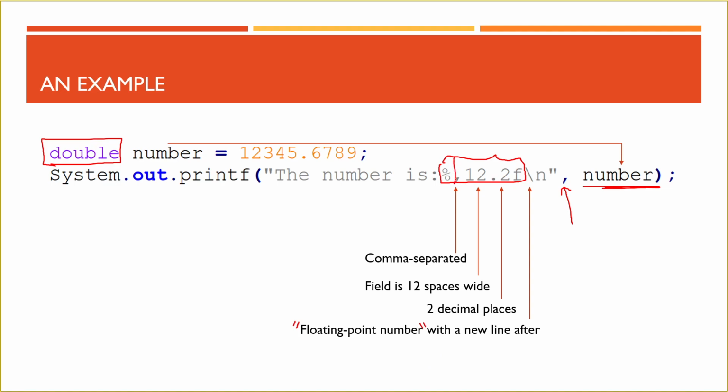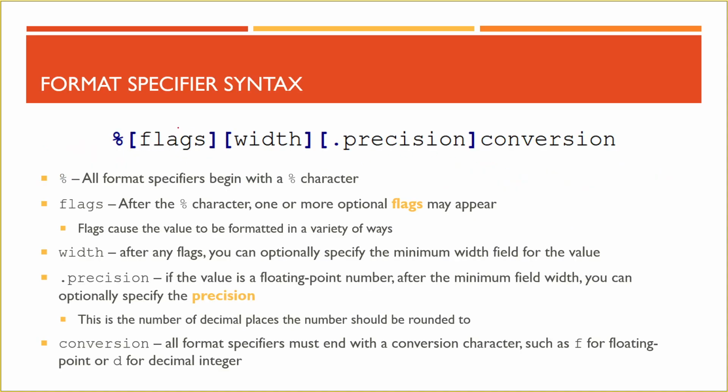So my 3 things, my flag, or I guess my 4 things. This is my flag, the comma. 12 was the width of the field. 0.2 was the precision, and F is my conversion. So if we go back, here were my things that I need. So in the example I showed, comma was the flag, my width was 12, my precision was 0.2, meaning 2 decimal places, and the conversion character was F for a floating point number, right?